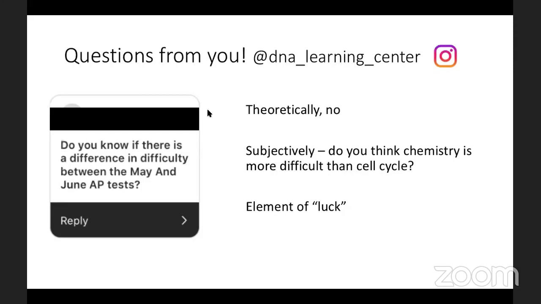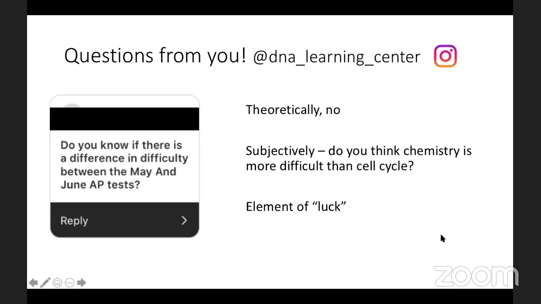However, right, there's a level of subjectiveness that goes into whether or not you think an exam is hard, right? If you are really good at genetics and you get a genetics question, there is sort of an element of luck involved, right? If you're really good at genetics but sucky at, I don't know, the cell cycle, and you get a free response question on cell cycle, that's just really unlucky, right?